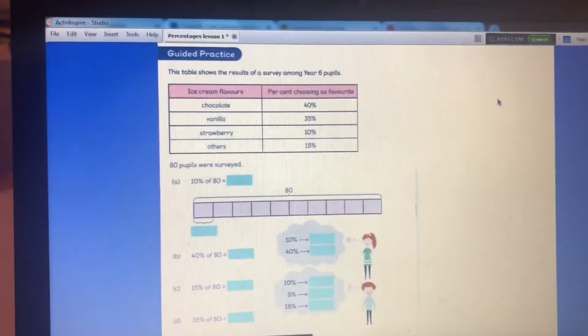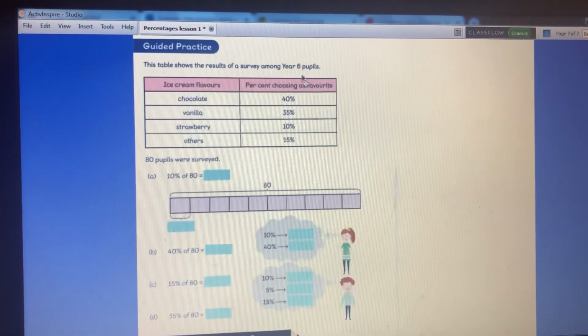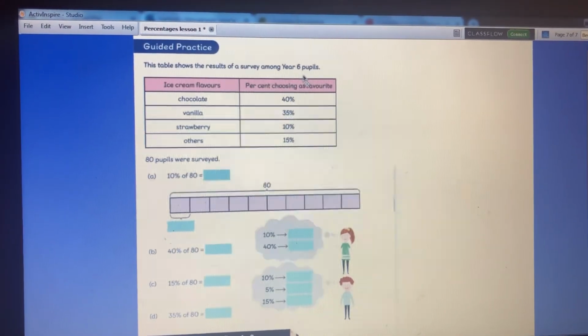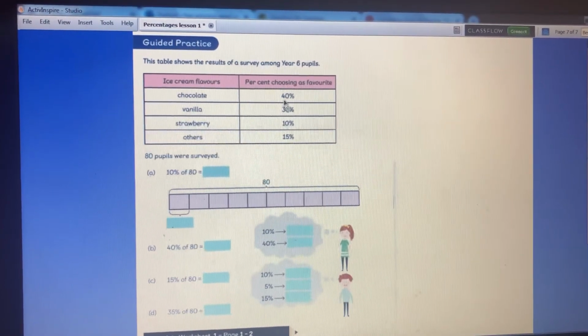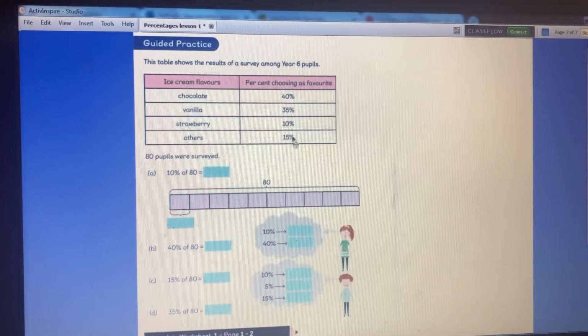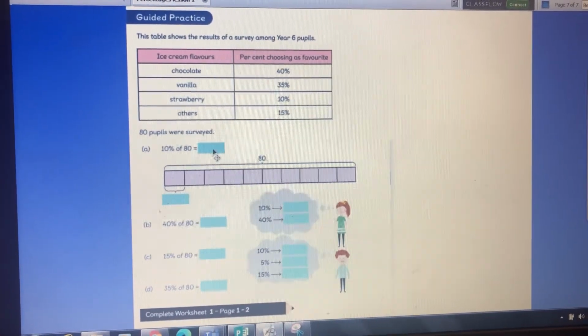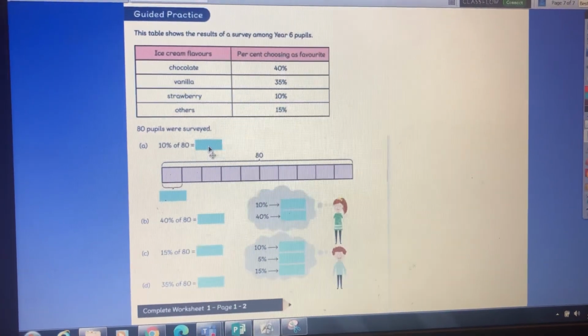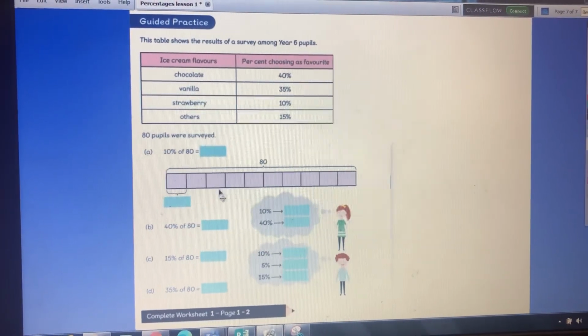So for your guided practice, it says the table shows the results of a survey among year 6 pupils. There are 80 pupils surveyed, and it tells you what percentage of each ice cream was chosen. So the first question, you've got to find 10% of 80. Okay, so you do 80 divided by 10 and write down the answer.